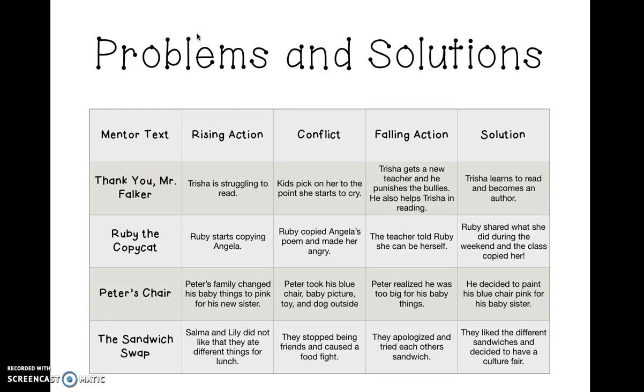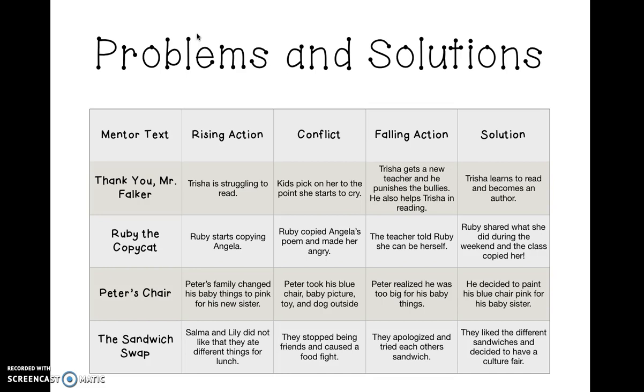So I created a chart that shows you just like a summary of the rising action, conflict, falling action, and solution. So let's look at Thank You, Mr. Faulkner. At the beginning of the story, we have our main character, Trisha, who is struggling to read. At the middle of the story, we have the point where she is getting picked on by other kids and she starts to cry. The falling action is whenever her new teacher comes into the picture, and her new teacher embraces her and helps her in her reading and also punishes the bullies. And at the end of the story, when she learns how to read, she becomes so motivated to become an author.